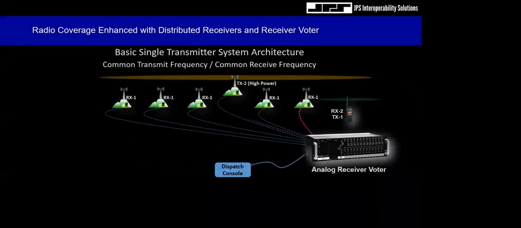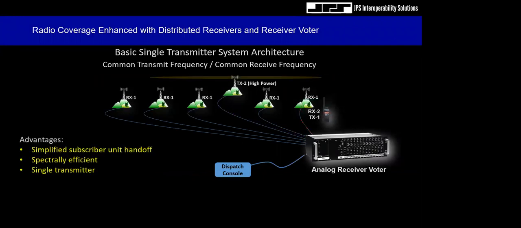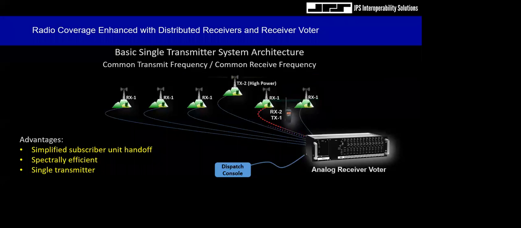So let's talk about some architecture. There's just a handful of architectural variances that we see in voted systems.